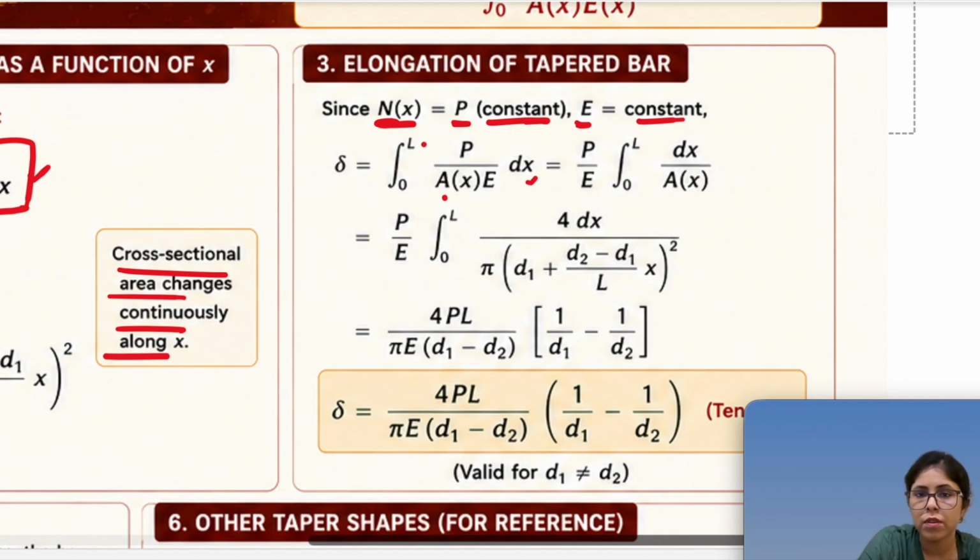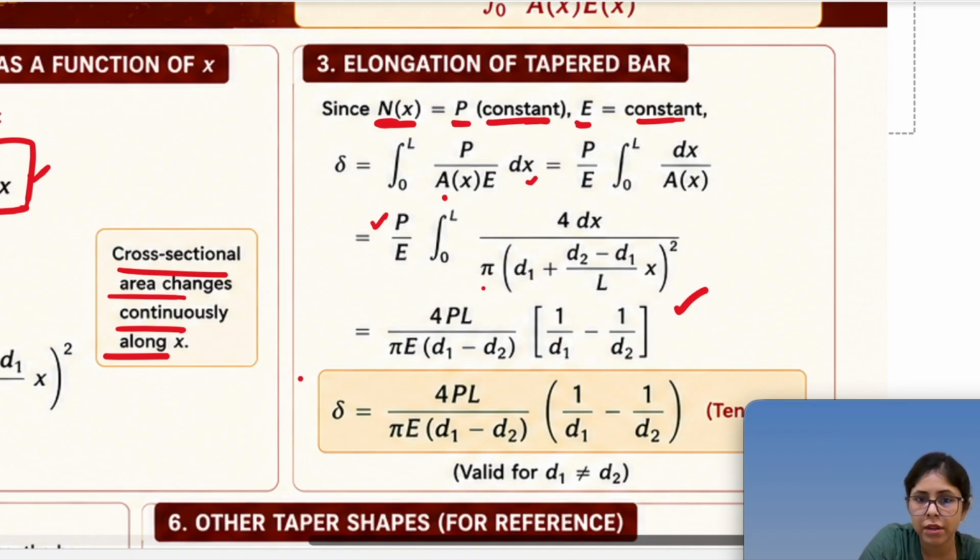So we have the integration from 0 to L of P dx over A_x E. Because P and E are constant, we can take them out, and then I can put pi by 4, so pi upon 4 into (d1 - d2)... and then we need to simply integrate it. Pi will go out, 4 will go out, and then we apply the rule for integration. The final answer comes out to be (d1 - d2) into (1 upon d1 minus 1 upon d2).